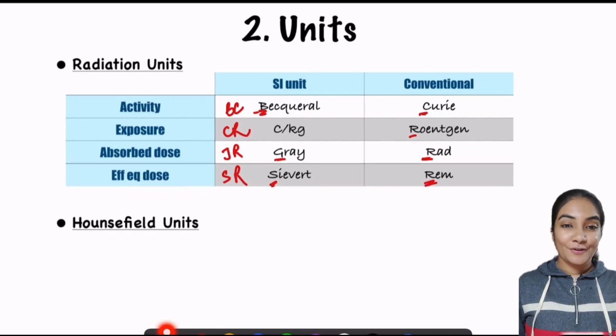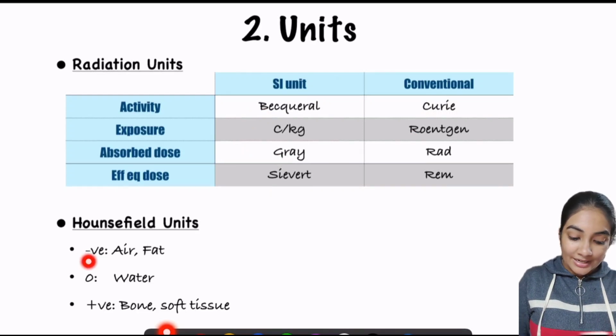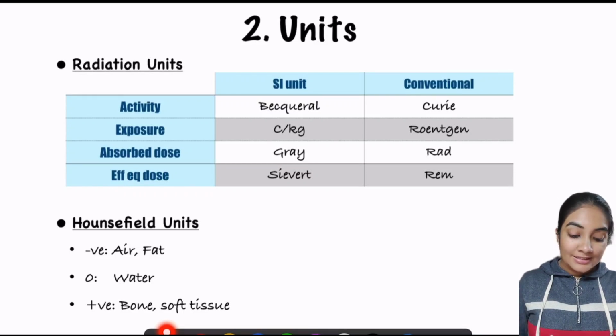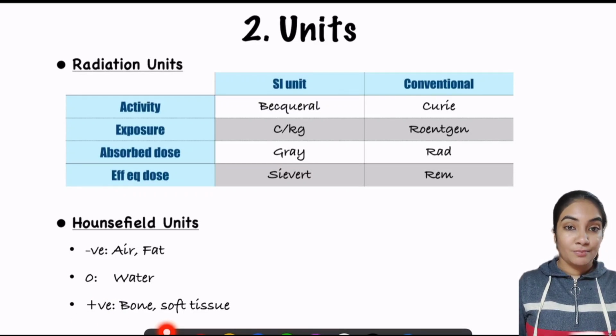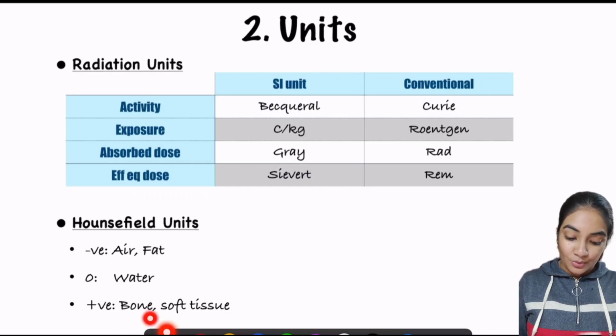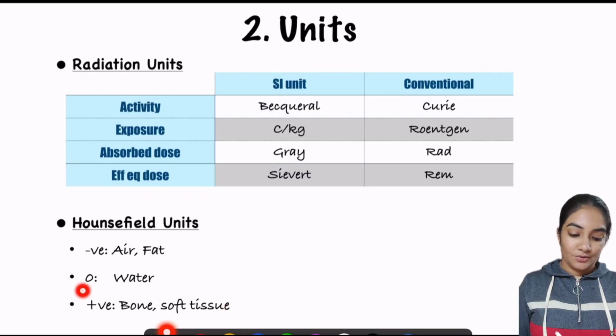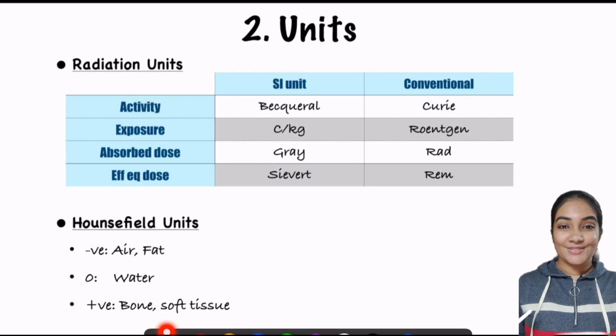Clear? Moving on to Hounsfield units. Here you need to remember that on a CT what appears white and what appears black. The things which are negative would appear black like air or fat. Things which are positive would appear whitish, the bone and the soft tissue, and water has an equivalent Hounsfield unit of 0. So that is all about the units in radiology.